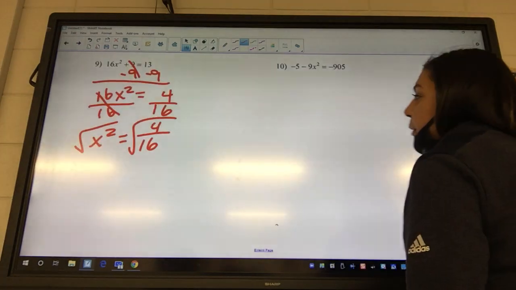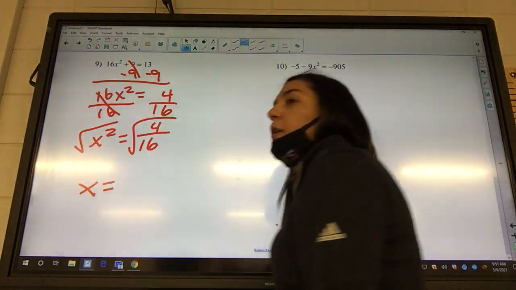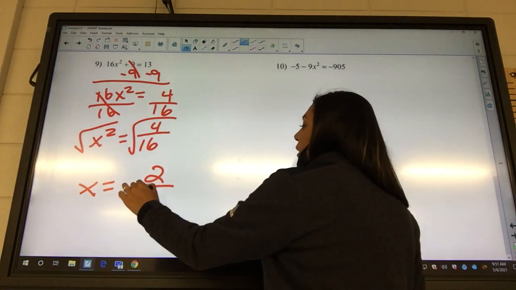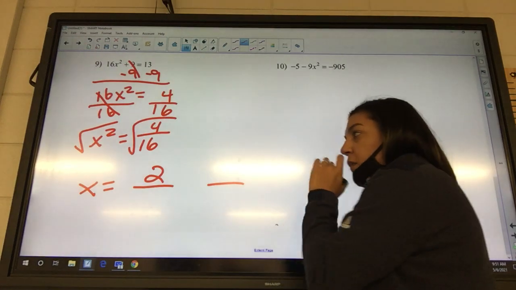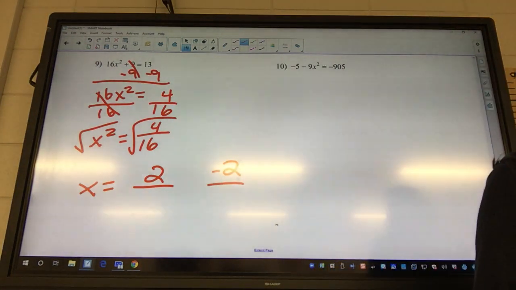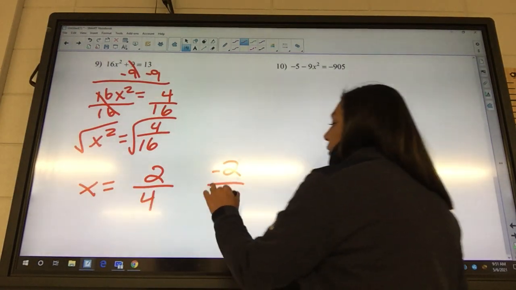Okay, and this is maybe going to take some thinking. So you got x equals, what is the square root of 4? 2 and? Negative 2. Let's write it 2 times. Okay, what's the square root of 16? 4 and negative 4.